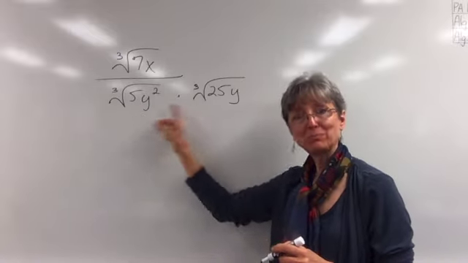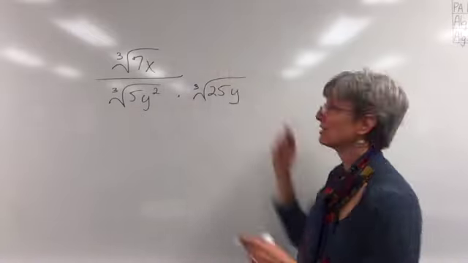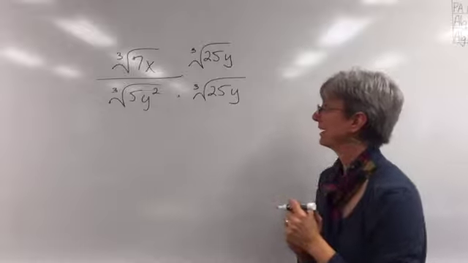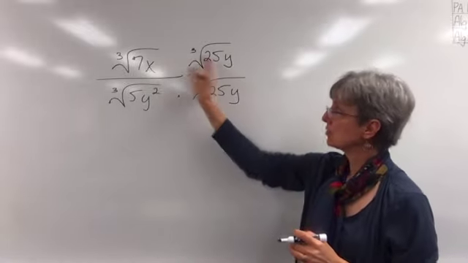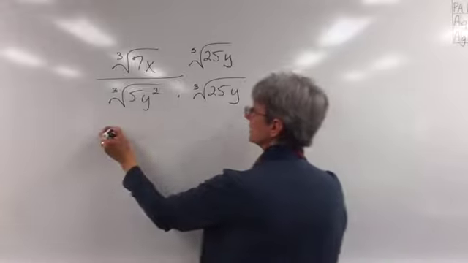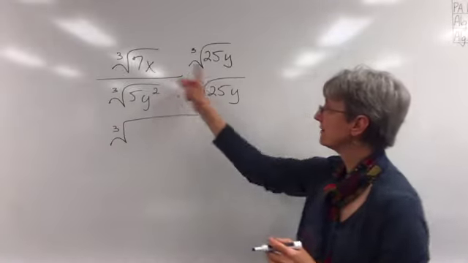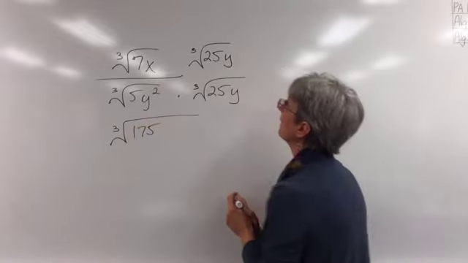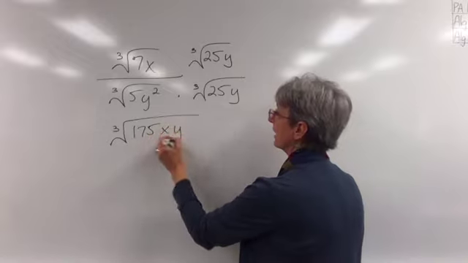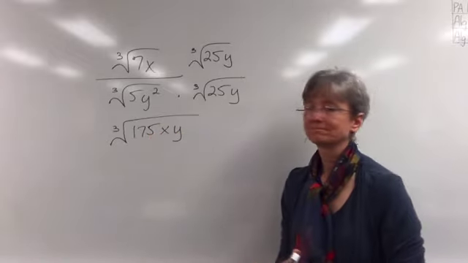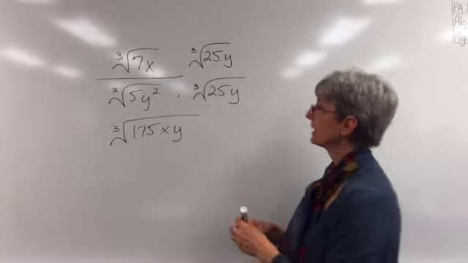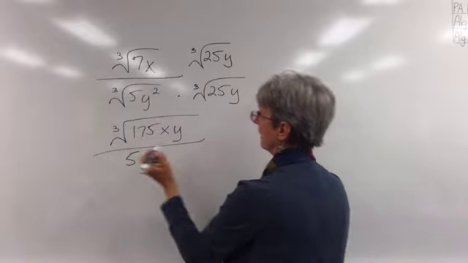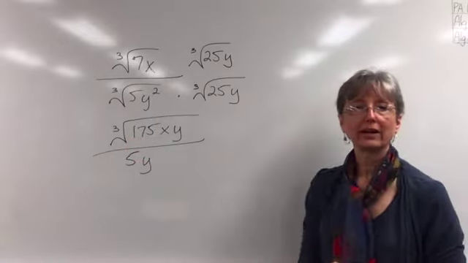Since that's what I'm multiplying my denominator by, I've got to do the same thing to my numerator. Cube root of 25y. All right, now let's deal with my new numerator. It's going to be the cube root of 7 times 25, or 175, and then x and y. And there's my numerator, and my denominator becomes my 2 prime factors, 5 and y. And I'm good to go.